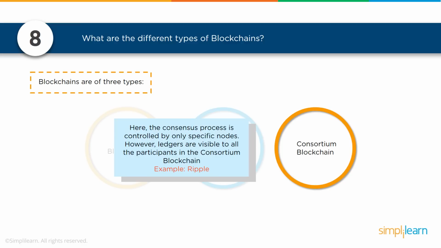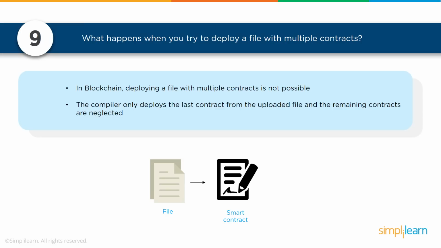Consortium blockchain: here, the consensus process is controlled by only specific nodes. However, ledgers are visible to all the participants in the consortium blockchain. Example is Ripple. Now, what happens when you try to deploy a file with multiple contracts?